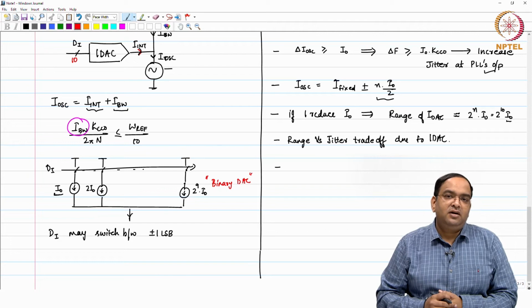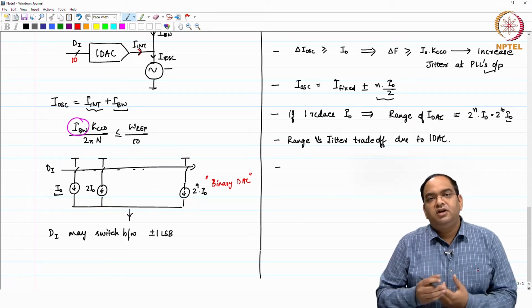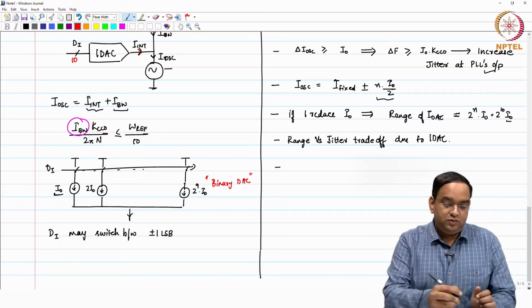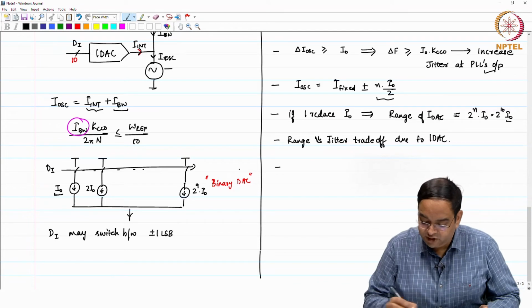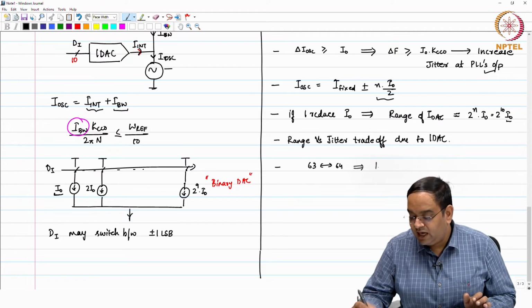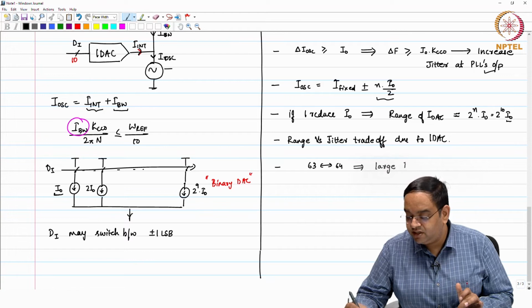Then if you are just switching from 13 to 14, if only one LSB switches, then the error is different. So, for example, for the IDAC, switching from 63 back and forth to 64 will give you large errors in this kind of DAC implementation.